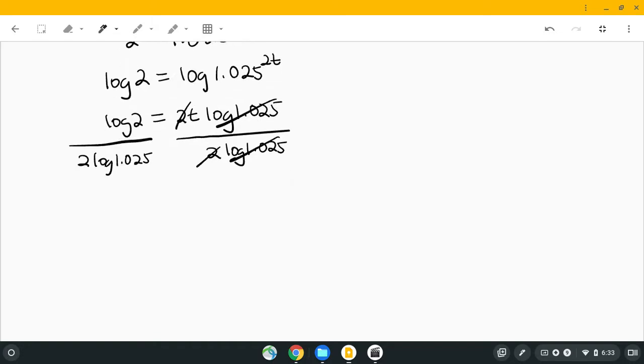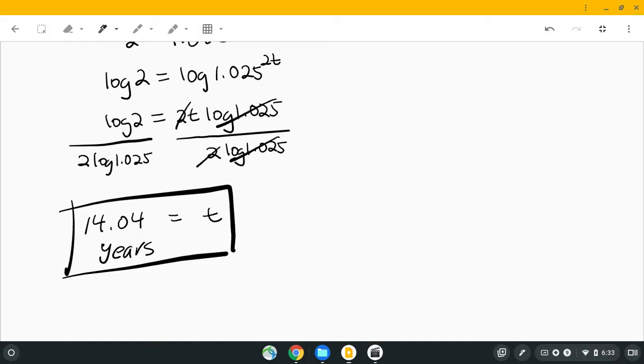Everything cancels on this side, so we're left with t. And when you punch this left side into the calculator, we get 14.04. So that's how many years it will take on this side.